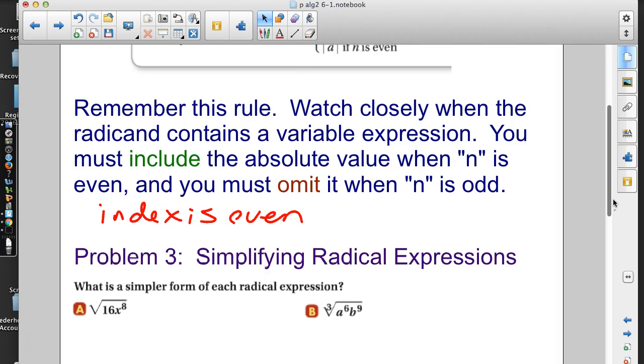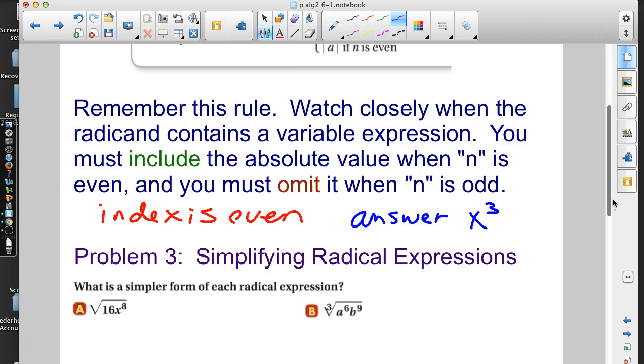If your index is even, but your answer comes out as an odd power, that's when you're going to need absolute value bars. Index is even. Answer is odd. We're going to need absolute value bars.